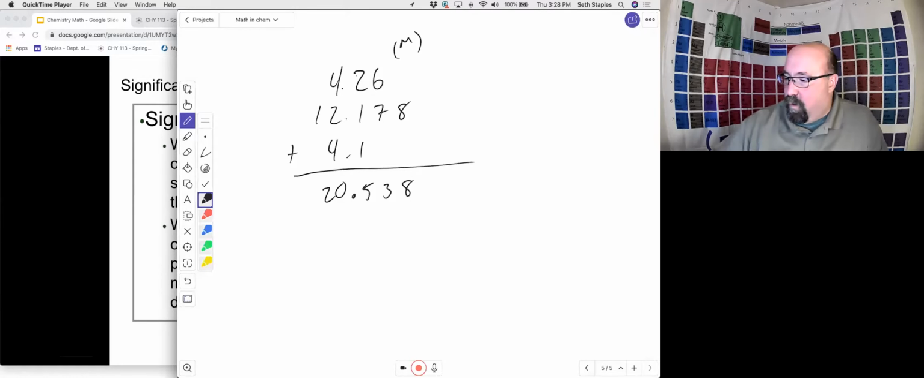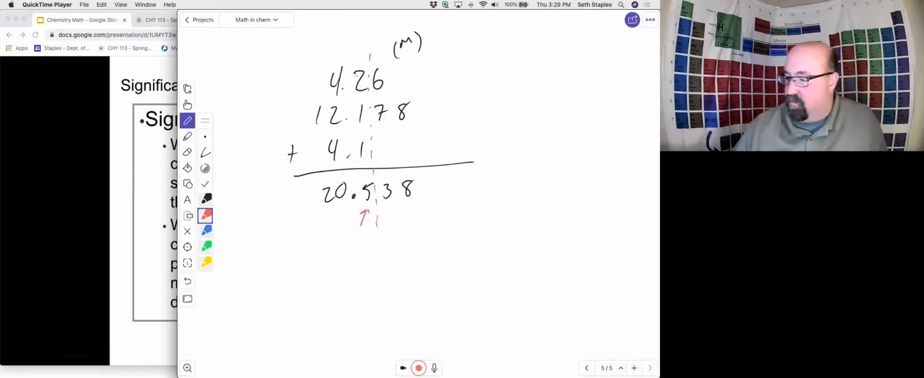But if I look at the measurement that goes to the fewest places past the decimal point, here I go 2 places past, I go 3, I only go 1 here. So my answer has to be cut off at 1 decimal point. So I have to cut my answer off right here.